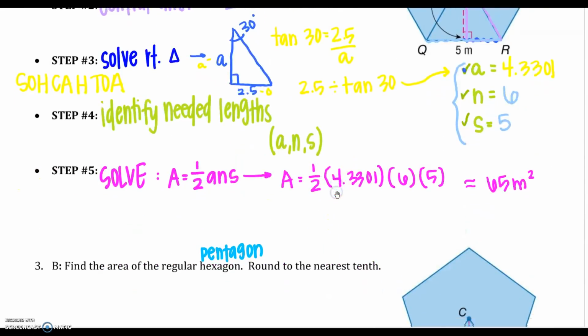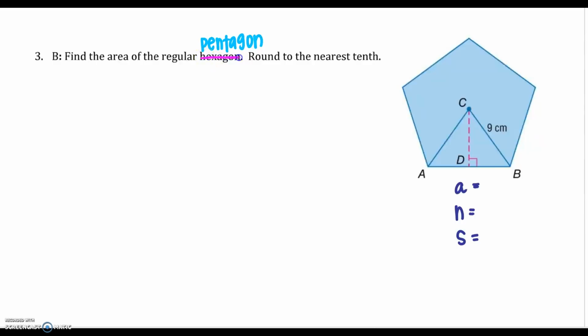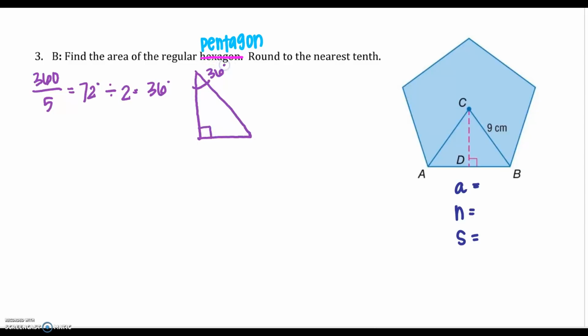All right, let's try another one with our steps. I think it's helpful to follow those steps every time just to get used to being in a groove. All right, so my first thing is I need to find my central angle. So 360 divided by the number of sides, which is 5, so that gives me 72 degrees. And right after that, I'm going to divide by 2 to give me 36 degrees because I am going to cut that pentagon into one little triangle, so that gives me 36 degrees.